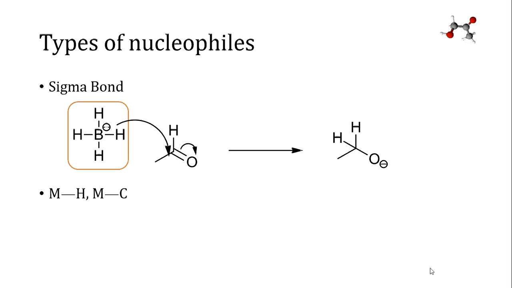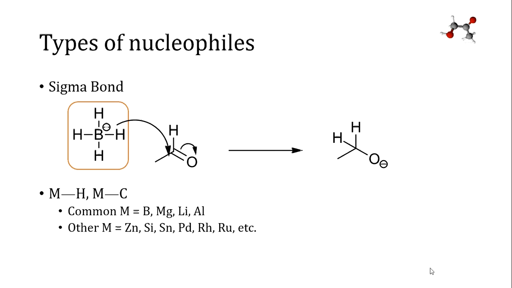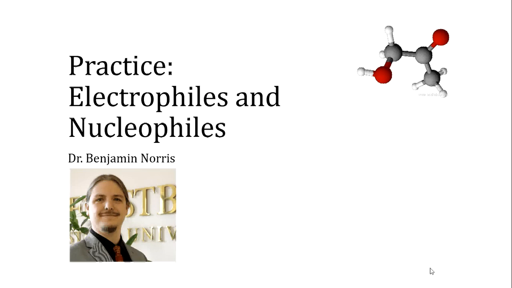And I'm using the generic M because most of these elements are metals, though a handful are metalloids. The most common situations you will encounter in your introduction to organic chemistry are boron, magnesium, lithium, and aluminum. But chemists around the world have discovered dozens of these reactions using all kinds of metals, including zinc, silicon, tin, palladium, ruthenium, rhodium, etc.